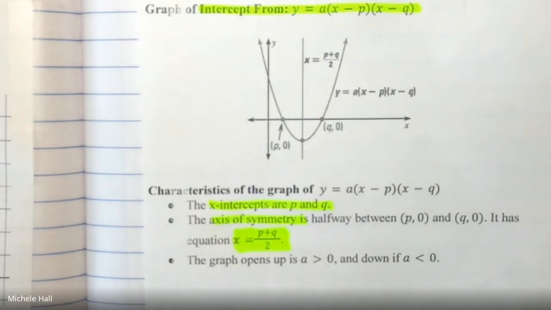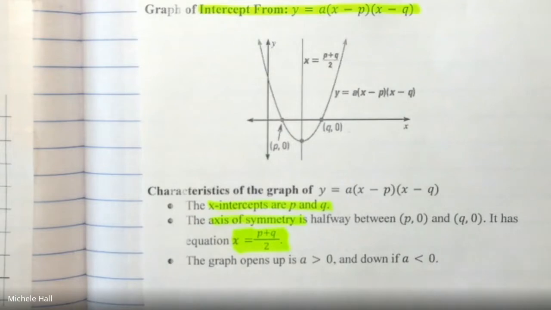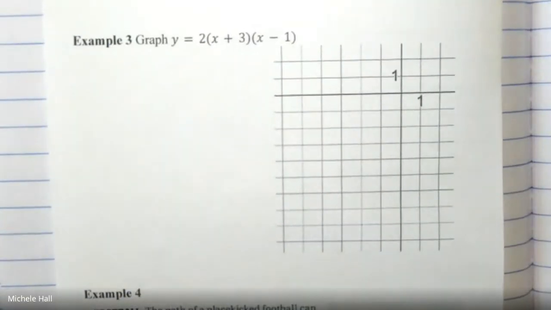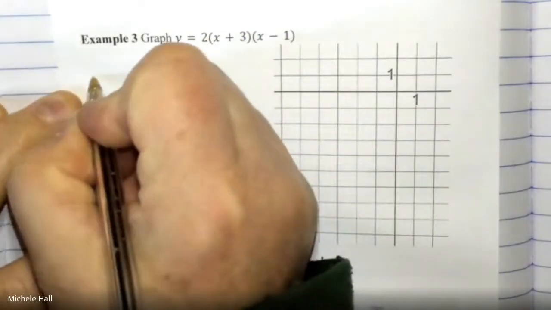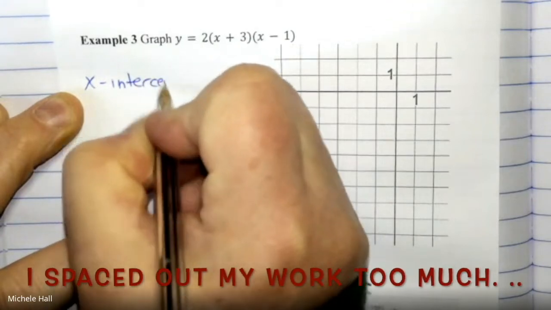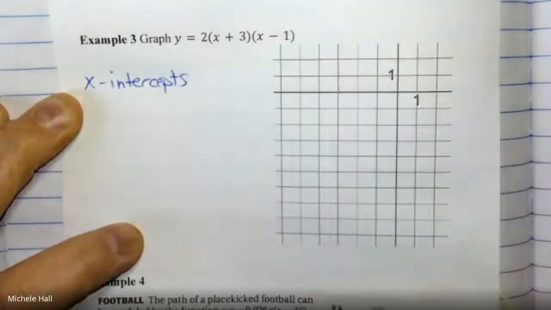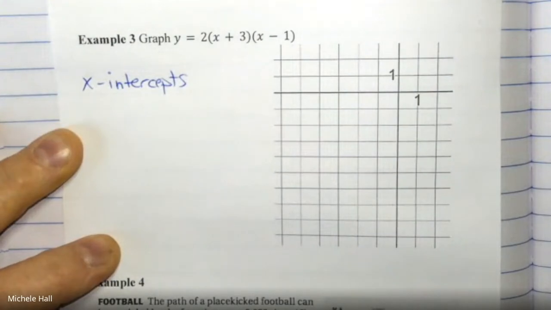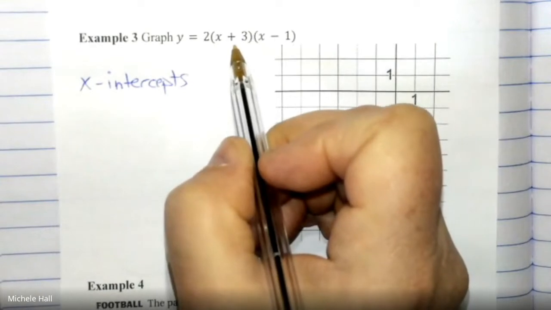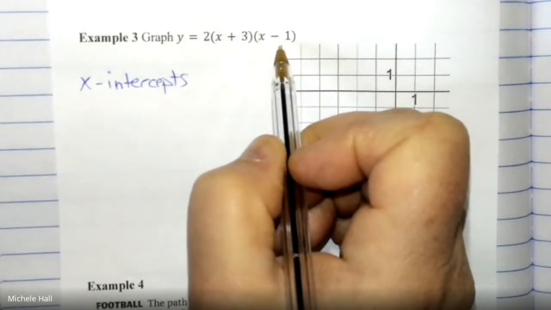And again, the A value works the same. If it's greater than 0, it opens up. If it's less than 0, it is facing downwards towards the negative direction. Let's do an example. If this is called intercept form, then I should be finding the intercepts to start with, and that would be the x-intercepts. The x-intercepts are going to be at -3 and +1.